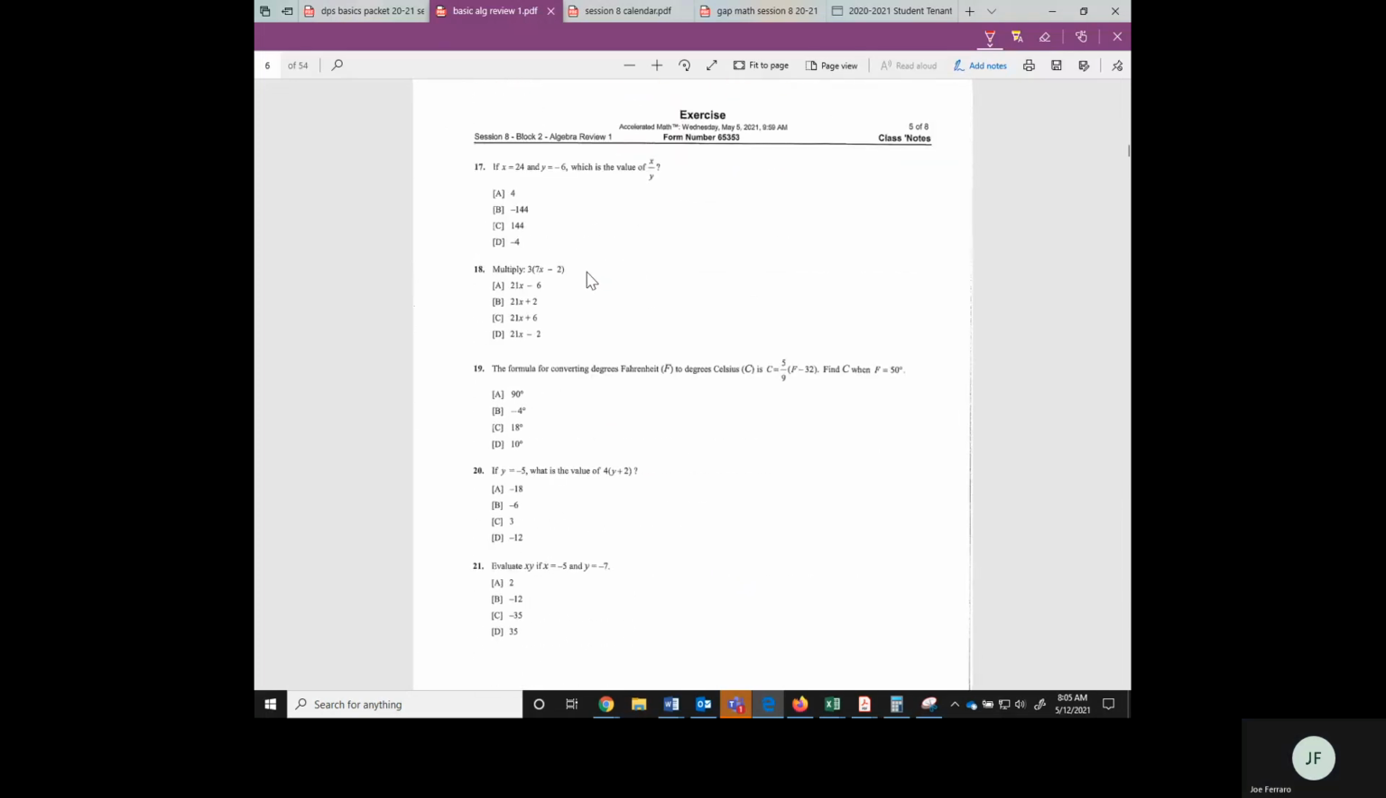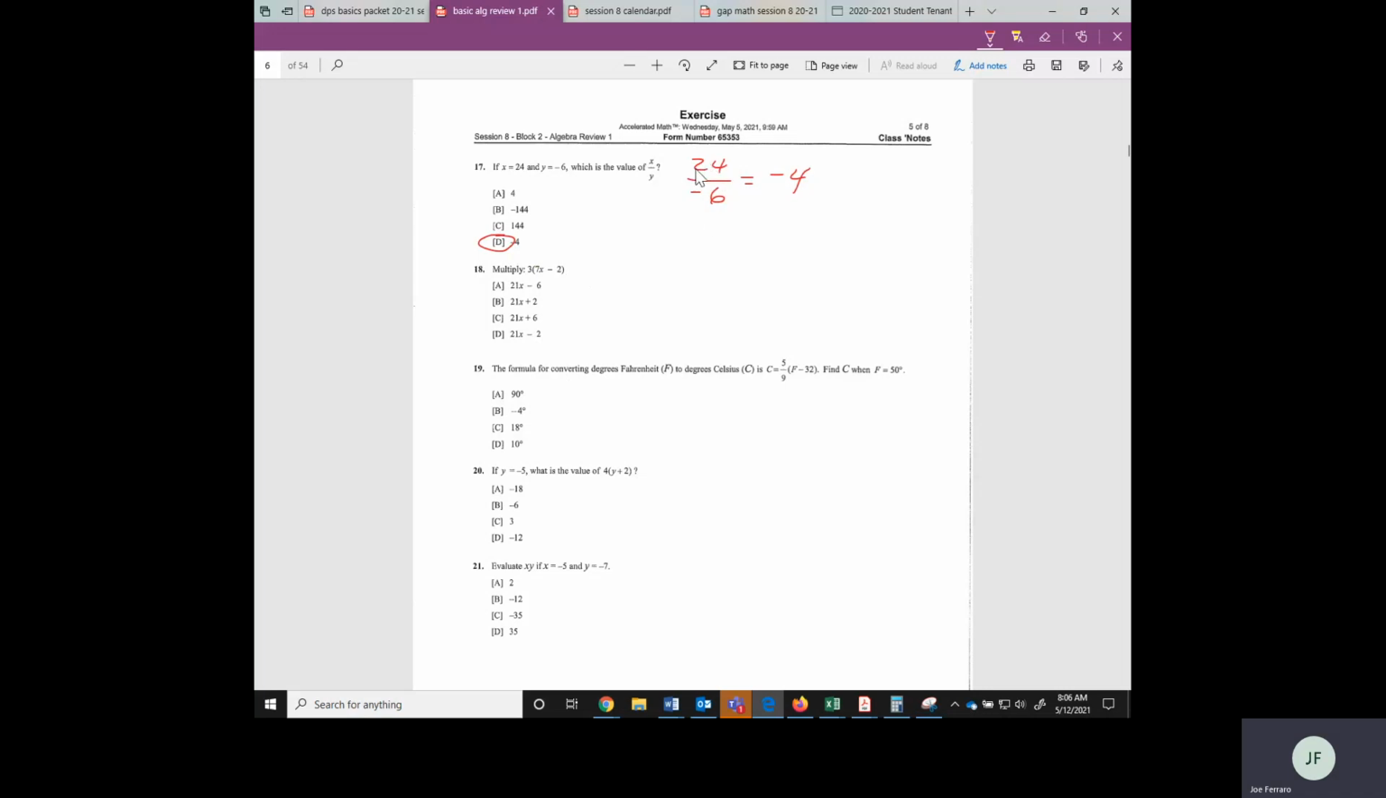17. This one should be pretty quick. X is 24, Y is negative 6, and they want to know what's X divided by Y. So X is 24, Y is negative 6. Answer is negative 4.